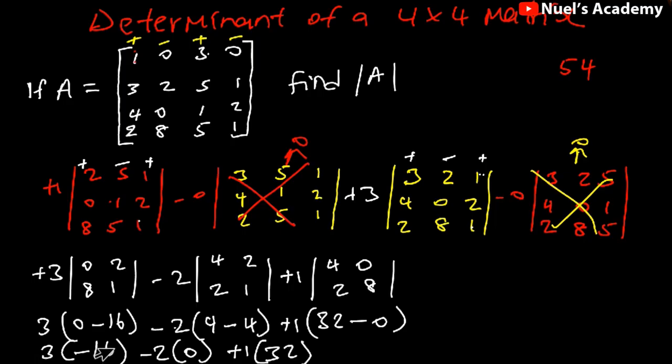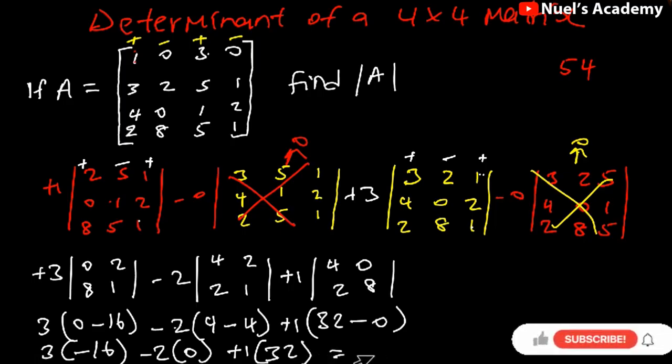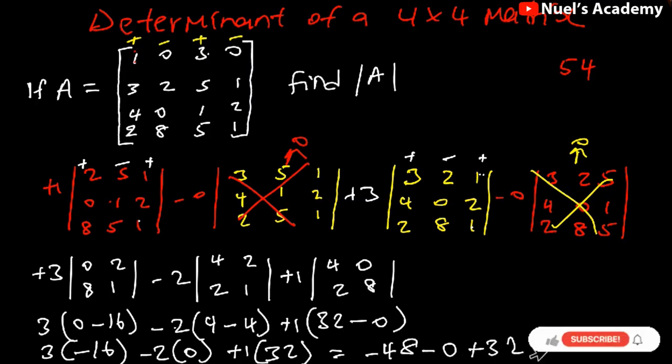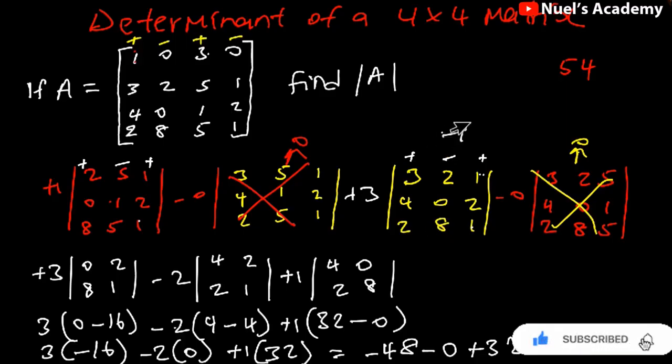So 3 times negative 16 is equal to negative 48. Then minus 2 times 0 is minus 0. Then plus 1 times 32 is plus 32. So minus 48 minus 0 plus 32 is going to be equal to minus 16. So for this we have minus 16, and then for this we have 54. So let's continue.